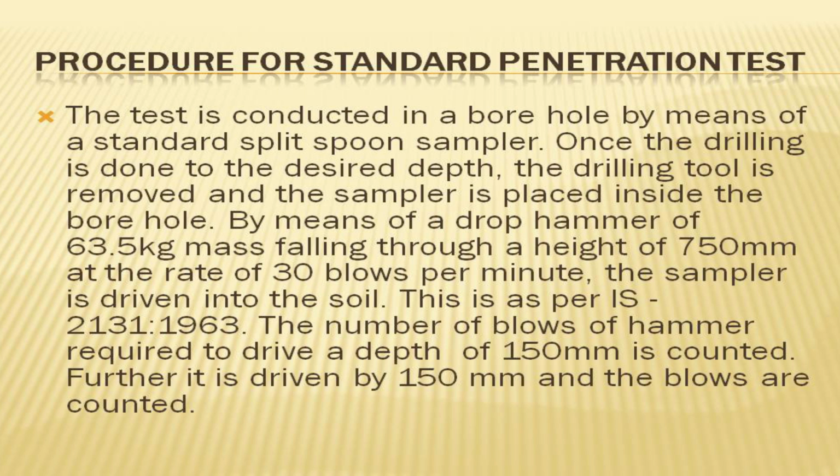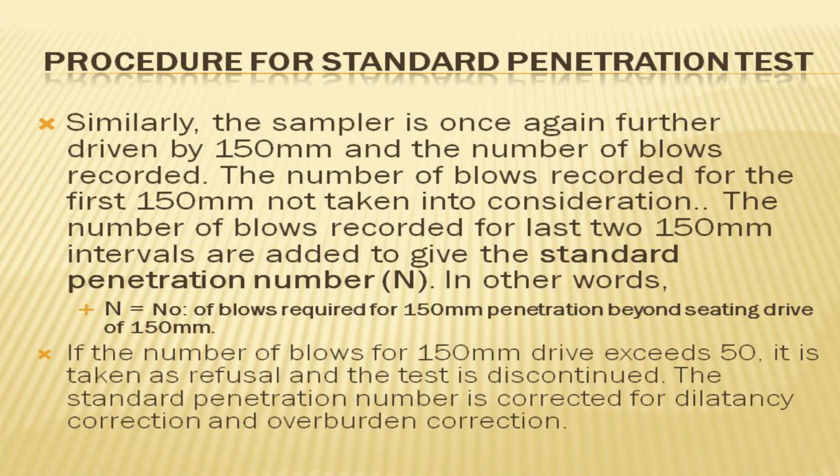The number of blows of hammer required to drive a depth of 150 mm is counted. Further, it is driven by 150 mm, and the blows are counted. Similarly, the sampler is once again driven by 150 mm, and the number of blows recorded. The number of blows recorded for the first 150 mm is not taken into consideration. The number of blows recorded for the last two 150 mm intervals are added to give the standard penetration number.